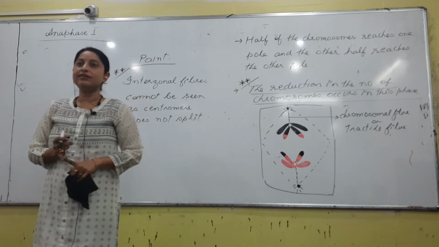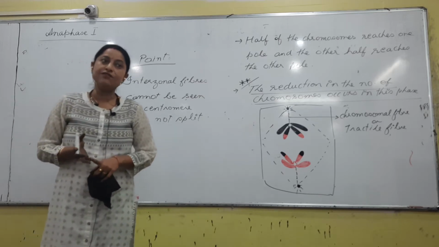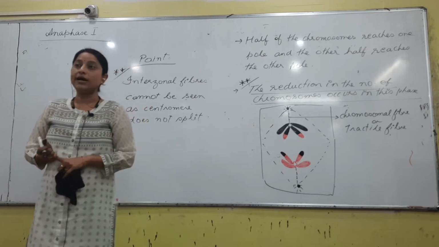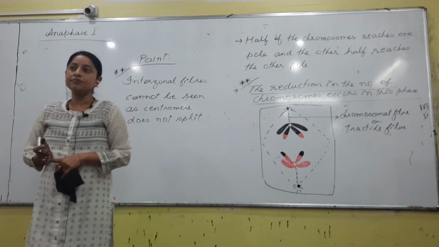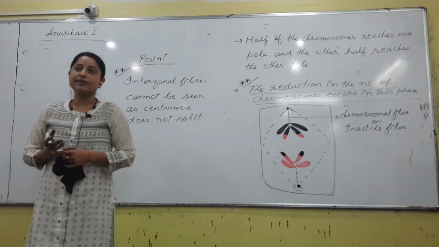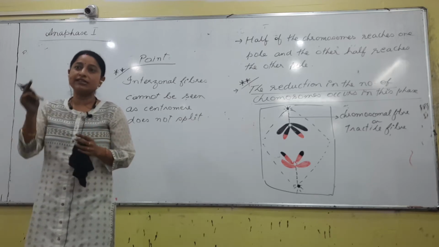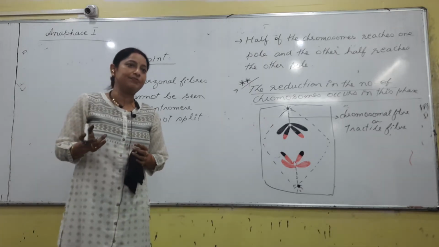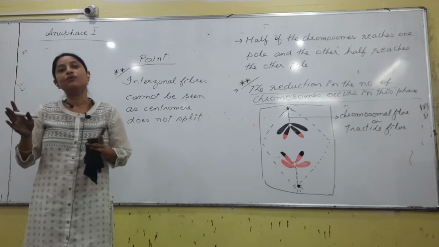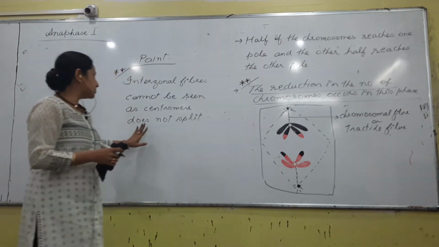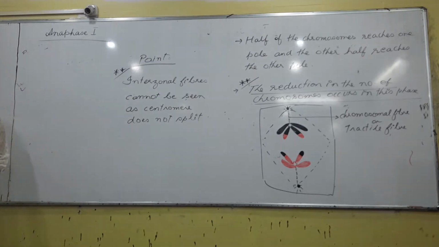First, interzonal fibers are a characteristic of which phase? Generally, it is a characteristic of anaphase, right? In anaphase 1, will we see interzonal fibers or not? We will not, because the centromere does not split; it is only the two chromosomes, the bivalent, that got separated. It is not a single chromosome that got separated, right? There were two, and those two separated. It does not split into two parts, right? So this is another important point about anaphase 1.